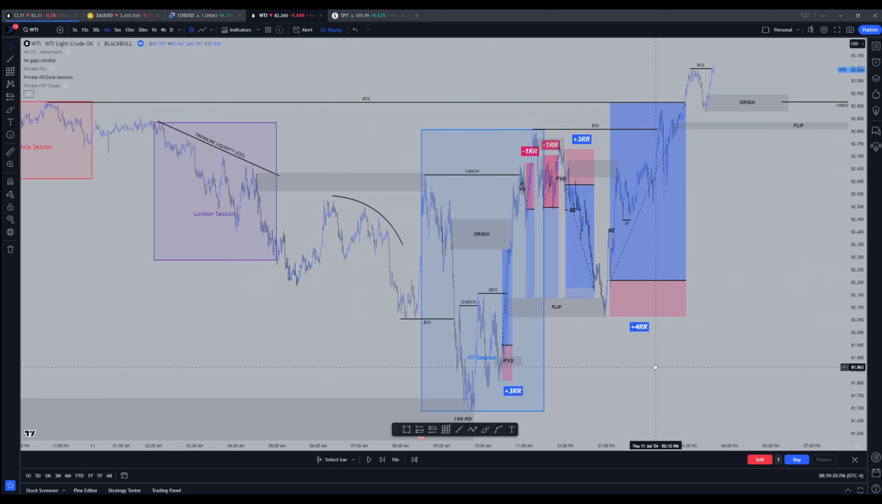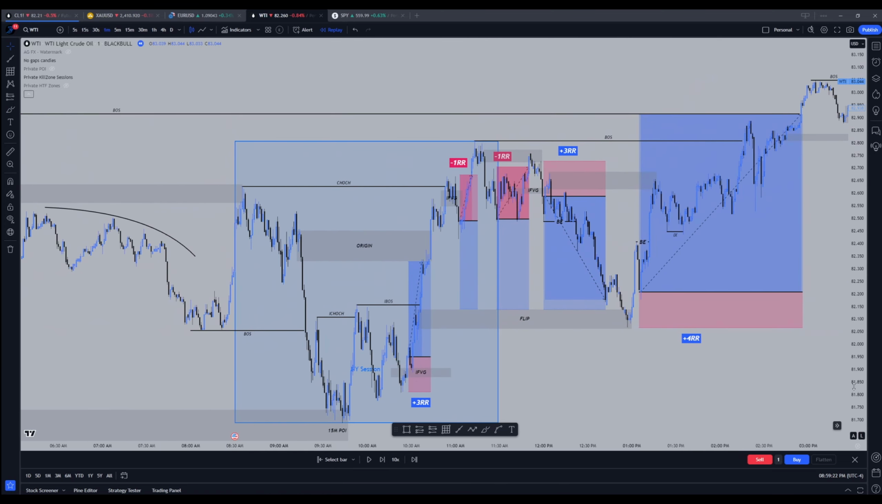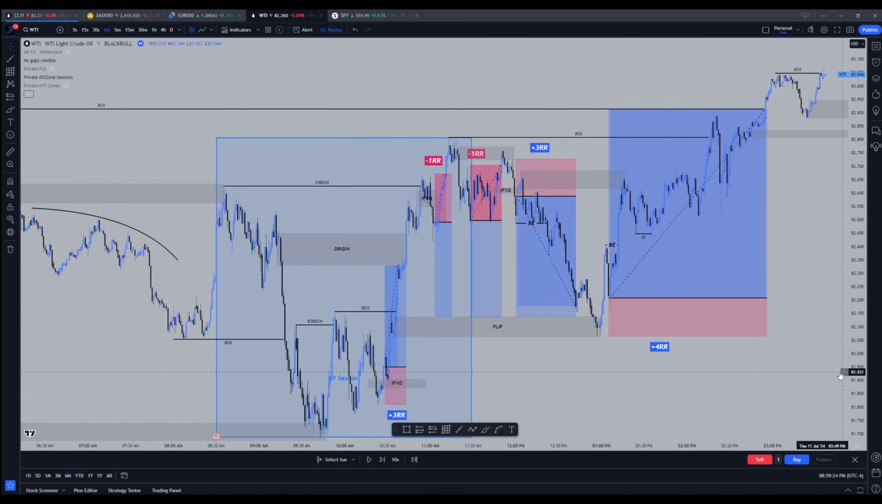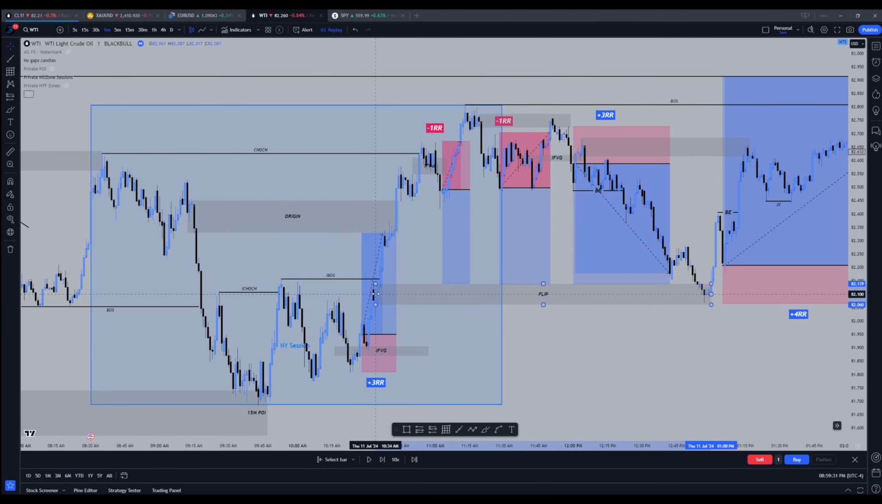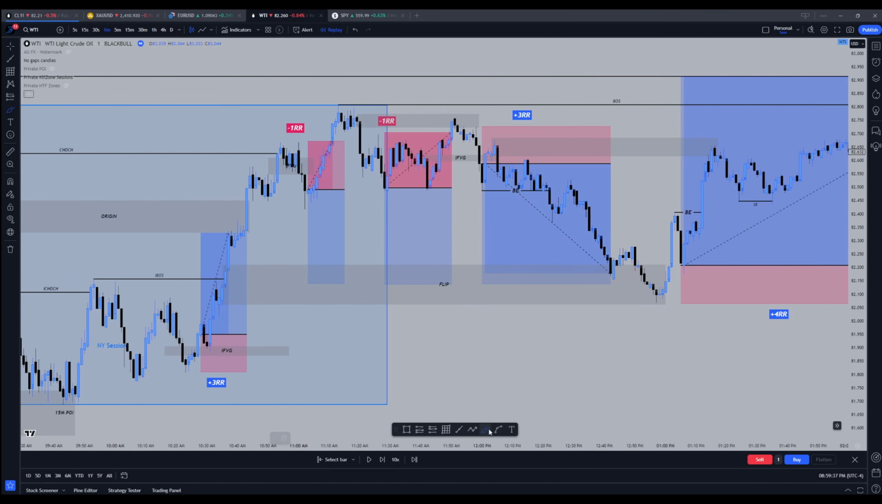So definitely want to keep track of internal structure and external structure. This may seem confusing in the beginning, but the more practice you have, the better you will get at it. And trust me, this is a flip here because this right here directly caused the internal break of structure here. You could have marked this also as a flip. There was no confirmation here really for me.